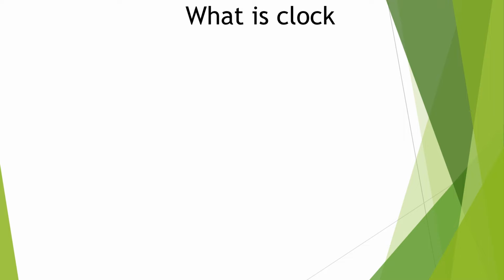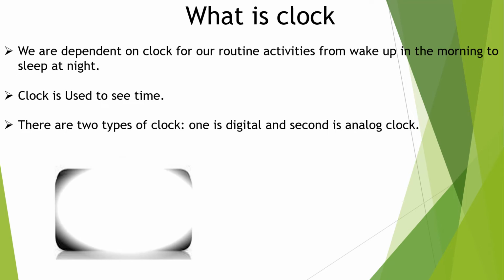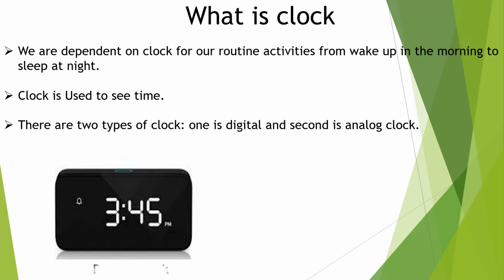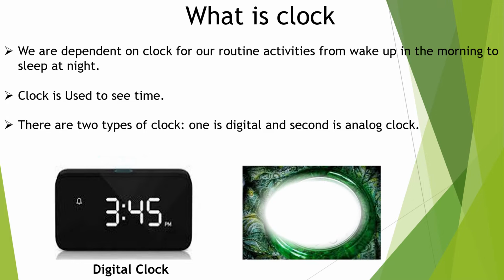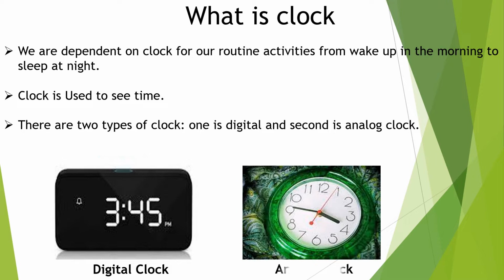So in this slide we are going to learn about what is clock. We are dependent on clock for our routine activities from wake up in the morning to sleep at night. Clock is used to see time. There are two types of clock. One is digital and second is analog. On the left corner you see digital clock and the right corner you see the analog clock. So let's move on to next slide and we will learn about more things.